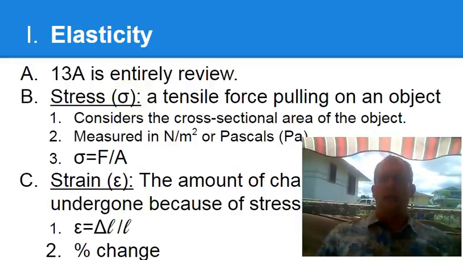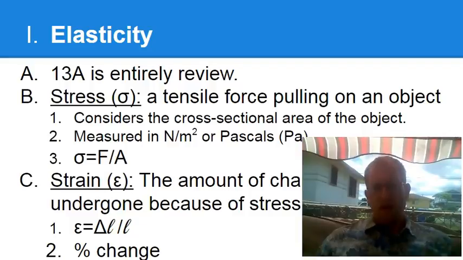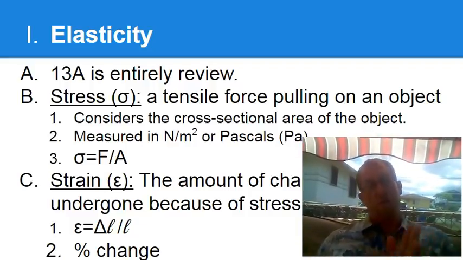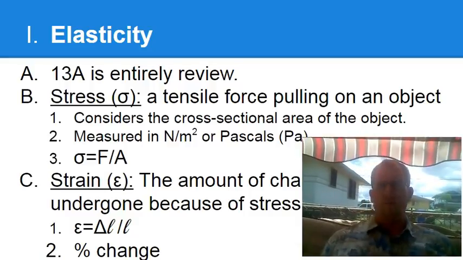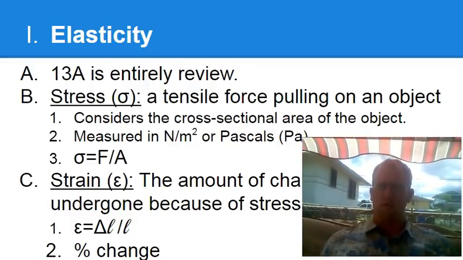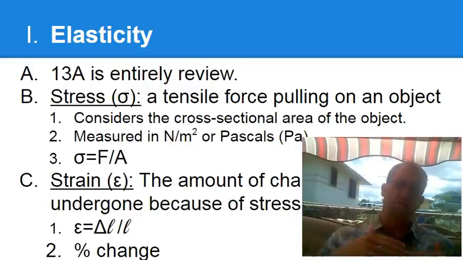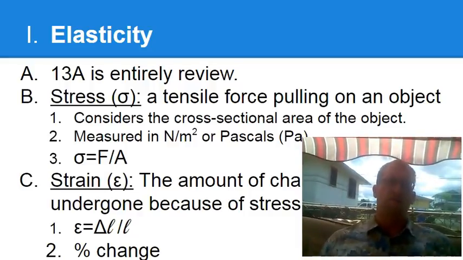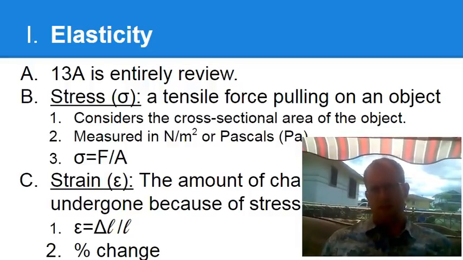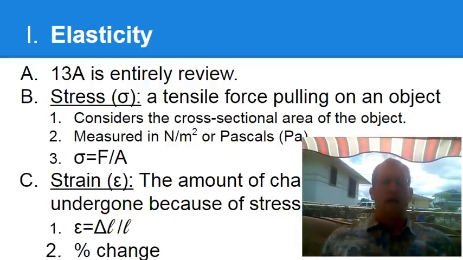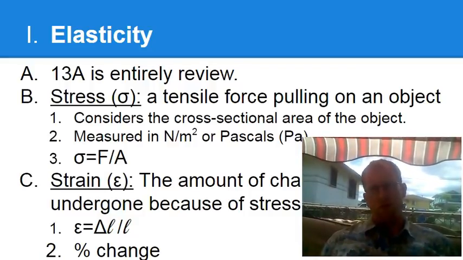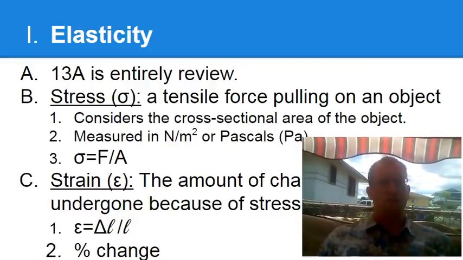A tensile force pulling on an object creates stress on that object. We measure that in newtons of force per square meter of area, and we're looking at the cross section there. So we don't care about how tall it is. The volume of the object doesn't matter. It's just the perpendicular cross-section to the direction of the force, and you'll see plenty of examples of that later on. The formula for that is sigma equals force over area, so force divided by area in square meters.